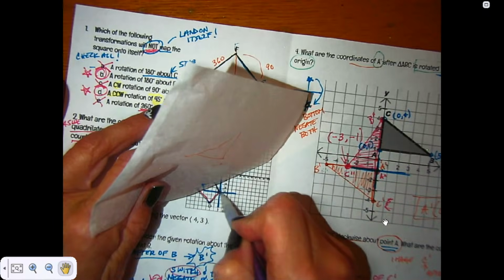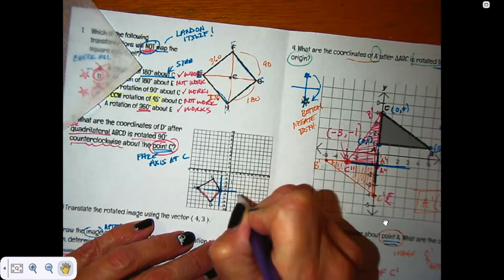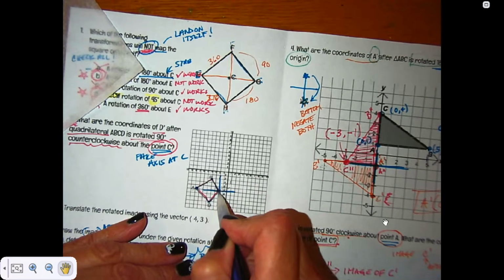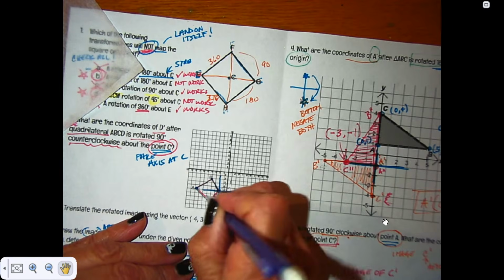So let's try to get our points. This C is going to stay in the exact same spot because that's where we spun him, right? Now sometimes you can just count stuff. So from the C, do you see how it went 1, 2, 1, 2, 3? So this is down 1, 2, 1, 2, 3. So that's going to be here.